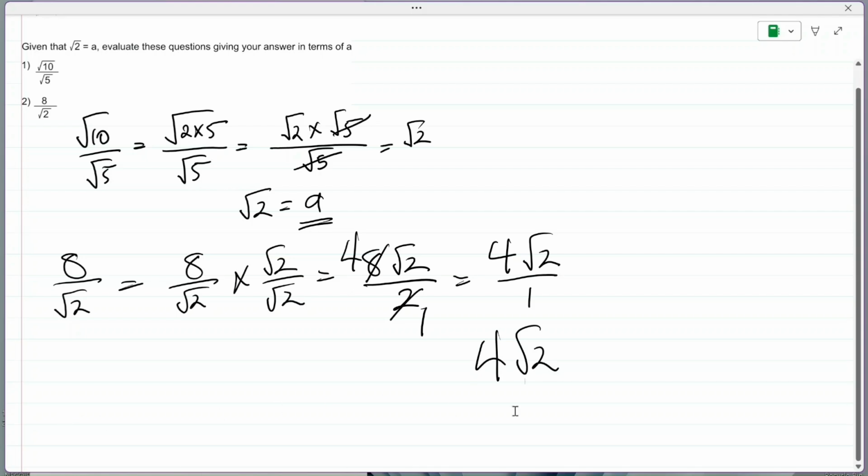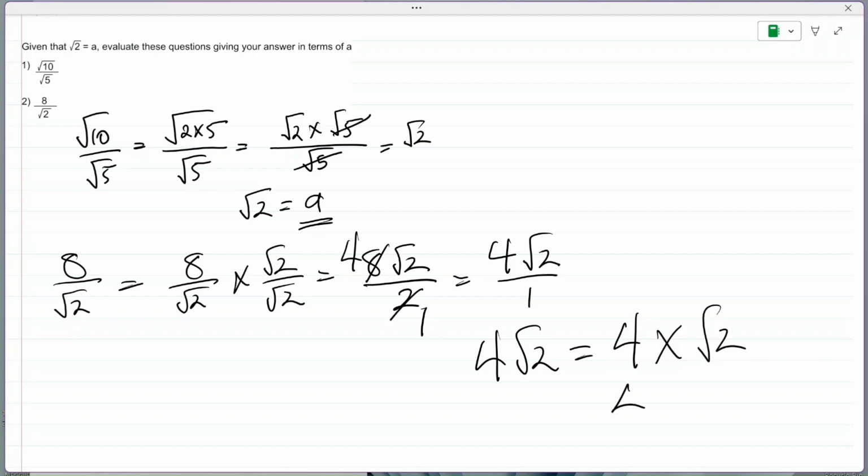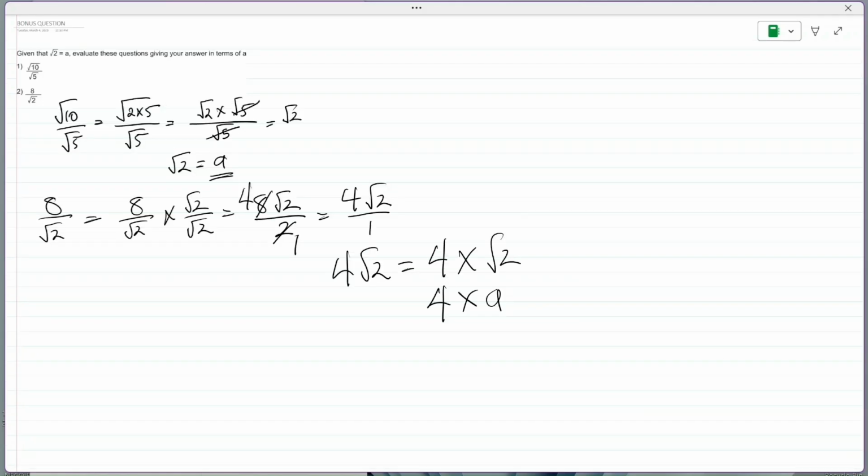And from the question, it says where you see root 2, you replace it with a. And this is like saying 4 times root 2. 4 root 2 is 4 times root 2. So we can say this is 4 times a, since root 2 is a. So our final answer is therefore 4a. That's 4 times a is 4a. And it is not 8 over a.